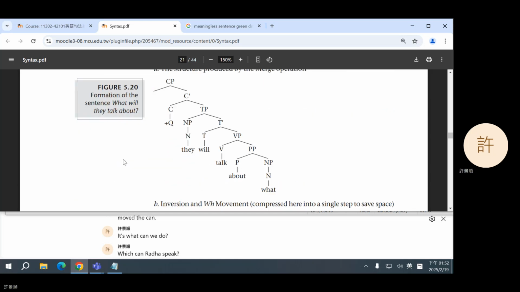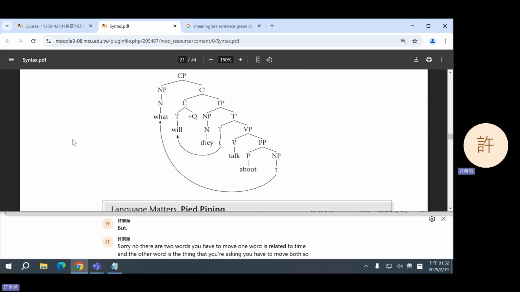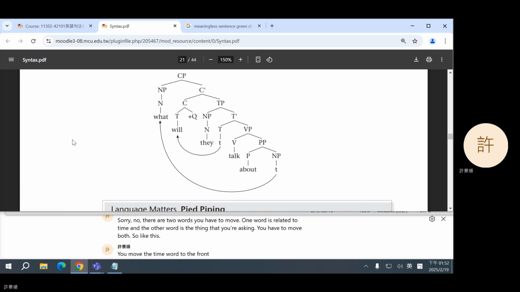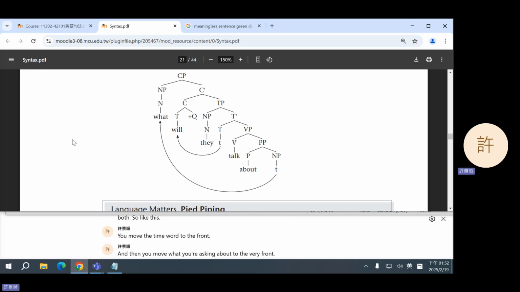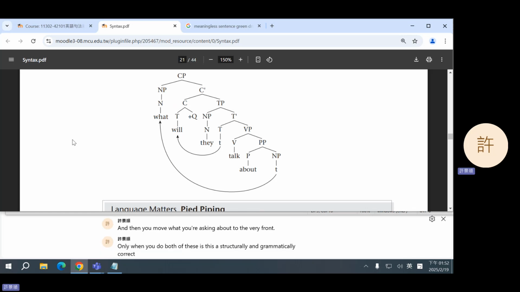So same here. They will talk about what? In this case, there are two words you have to move. But one word is related to time, and the other word is the thing that you're asking. You have to move both. So, like this. You move the time word to the front, and then you move what you're asking about to the very front. Only when you do both of these is this a structurally and grammatically correct English question.